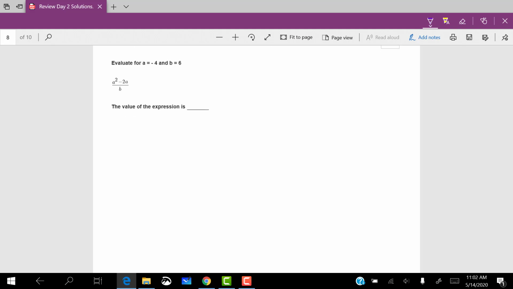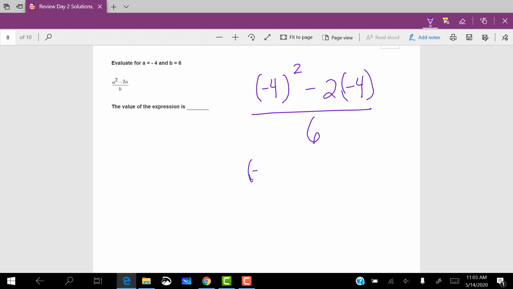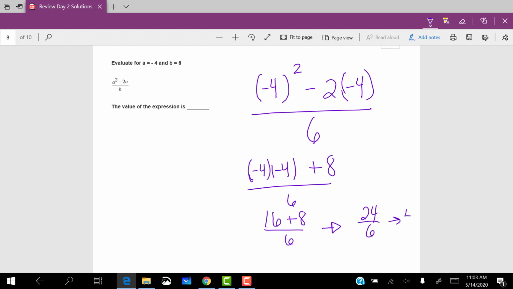All right, yesterday, I think that one of the more commonly missed ones was evaluate. So we're going to practice evaluate again. Wherever I see A, I'm going to put negative 4. First, I'm just going to put some blanks. So negative 4 squared minus 2 times negative 4. And then B is just 6. Okay, let's be really careful here. The negative 4 is in parentheses, so that means negative 4 times negative 4. And 2 negatives here, that makes plus 8. So this is 16 plus 8 over 6. And if I simplify that, I'm going to get 24 over 6, which simplifies to be just 4.